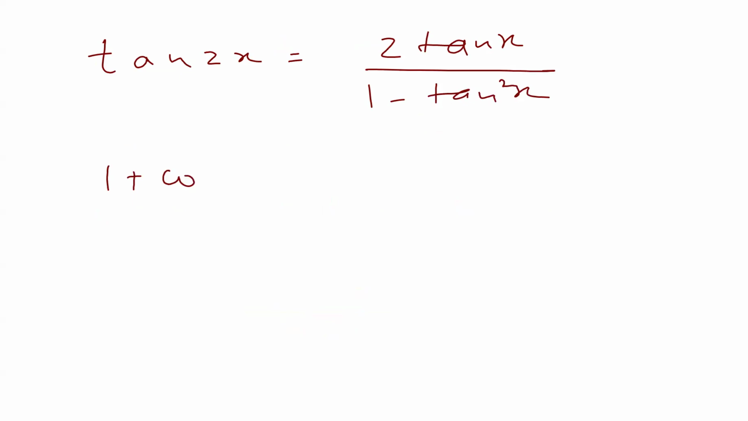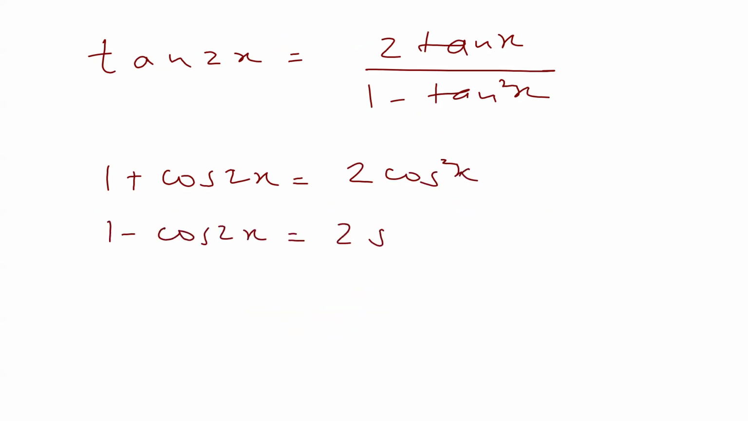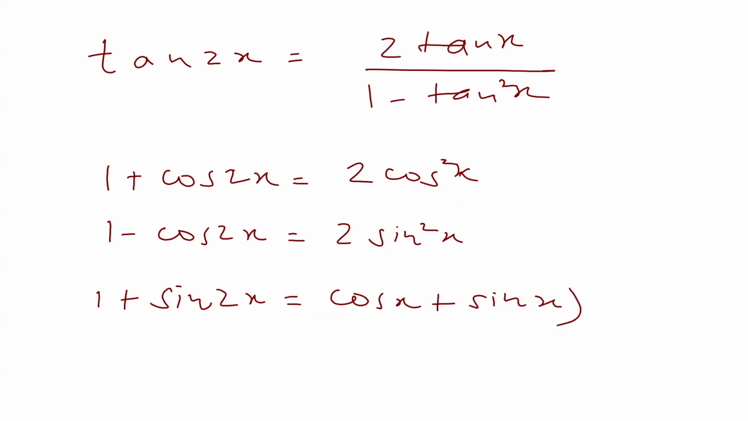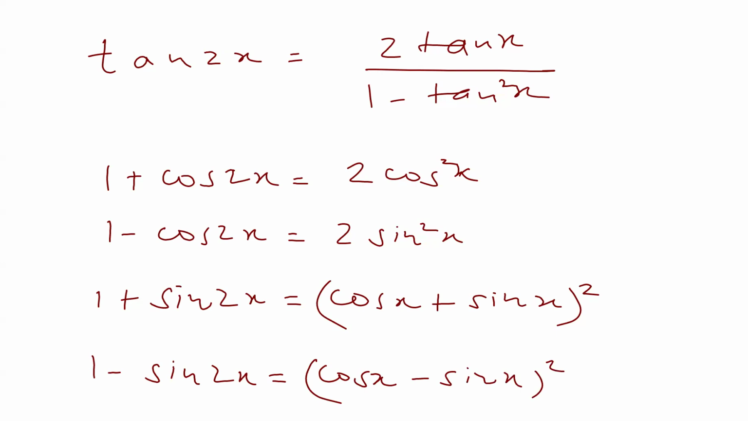Tan 2x is 2 tan x upon 1 minus tan square x. Then 1 plus cos 2x is 2 cos square x, 1 minus cos 2x is 2 sin square x, 1 plus sin 2x is cos x plus sin x the whole square, 1 minus sin 2x is cos x minus sin x the whole square. Okay.